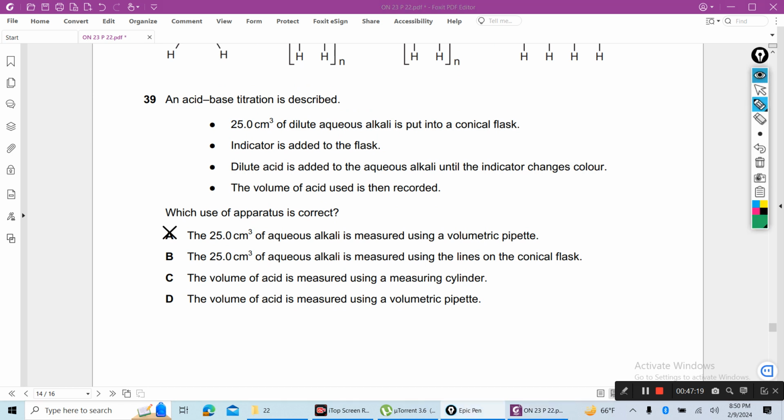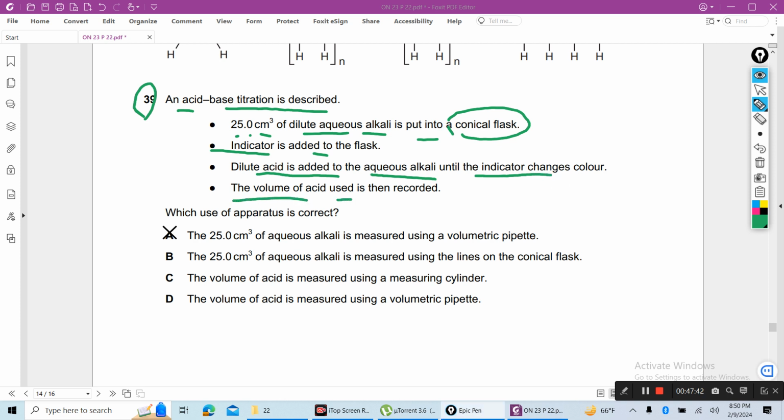Now 39, an acid base titration is described. 25 cm cube of dilute aqueous alkali is put into a conical flask. Indicator is added. Dilute acid is added to the aqueous alkali until the indicator changes color. Titration procedure. The volume of the acid used is then recorded. Now you are asking which use of apparatus is correct, and A is the correct answer.